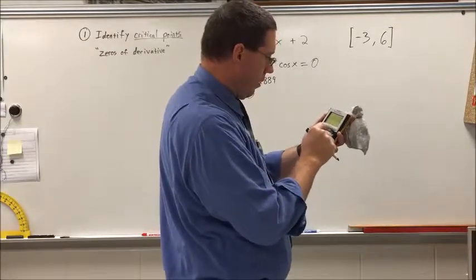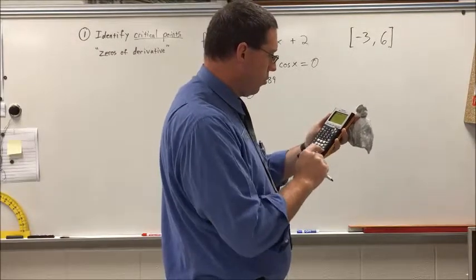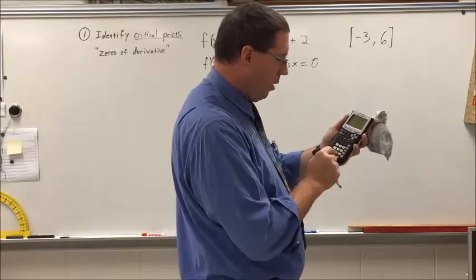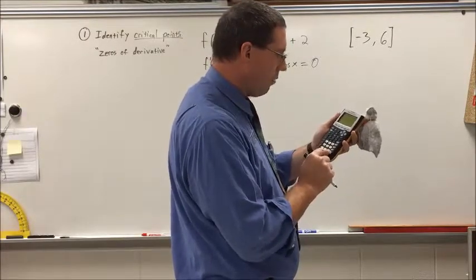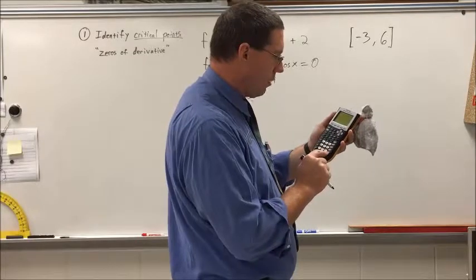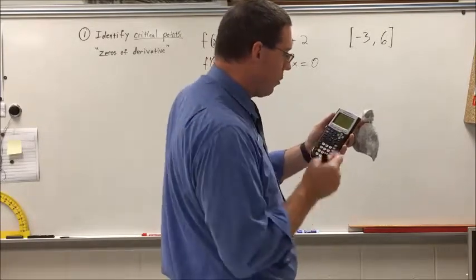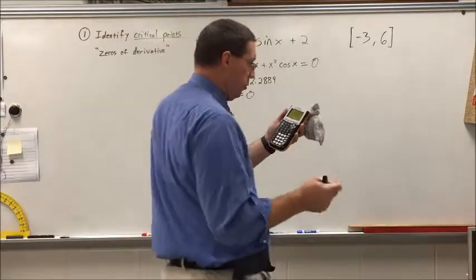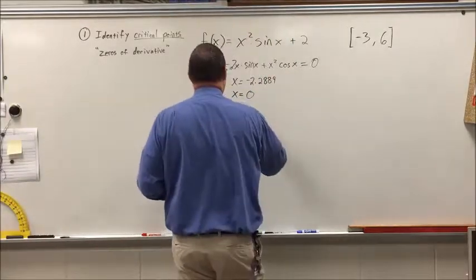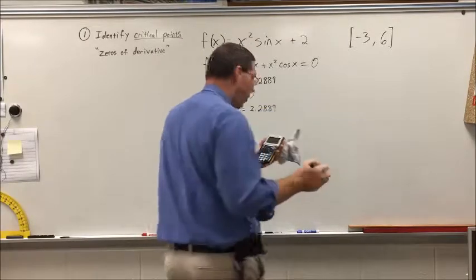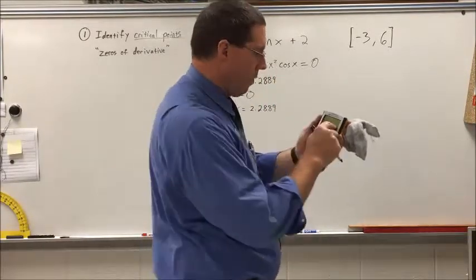Okay? Now I'm going to do the same thing for this next 0 right here. I'm going to go second, trace, option 2, left bound. Well, this one's sort of between 2 and 3. So left bound is 2, enter. Right bound is 3, enter. And then guess, I'll just press enter, and it says there's a 0 at +2.2889. So x equals 2.2889.